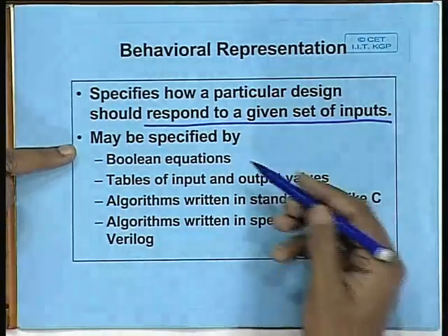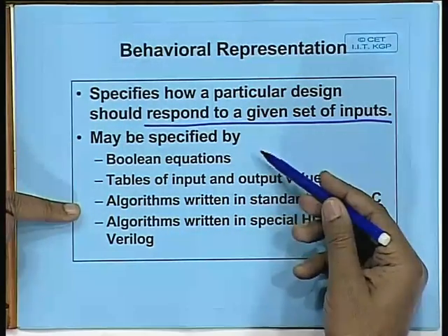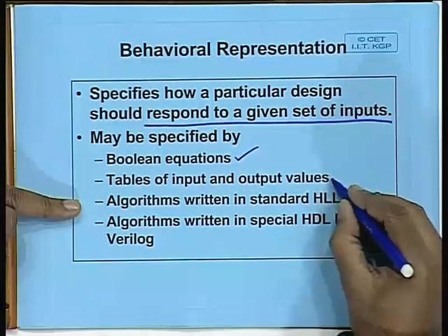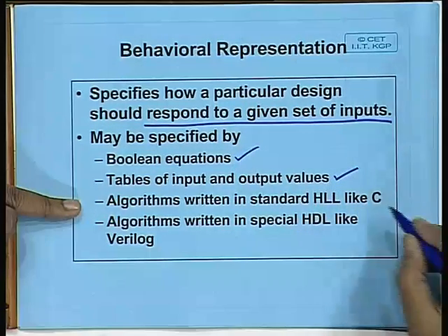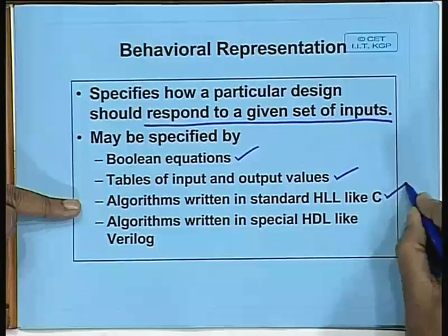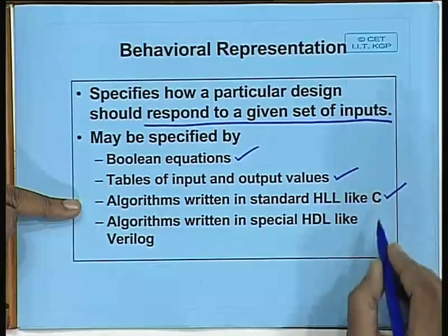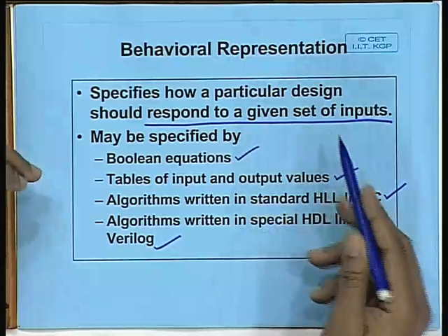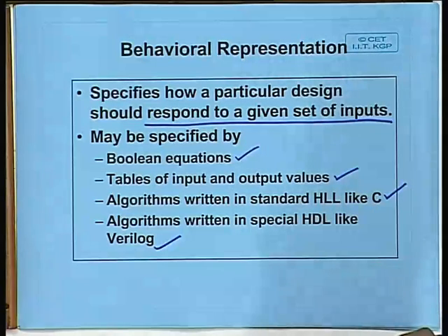Now, as I mentioned, behavior can be specified at a number of different levels: by means of Boolean expressions, by means of truth tables. It can be specified algorithmically in some high level language or in some hardware description language. Well, you can specify behavior in a number of different ways. Now, let us take some concrete examples of representing this behavior.